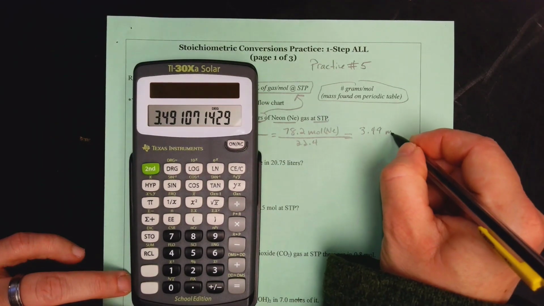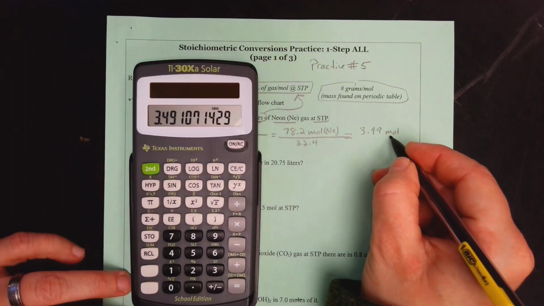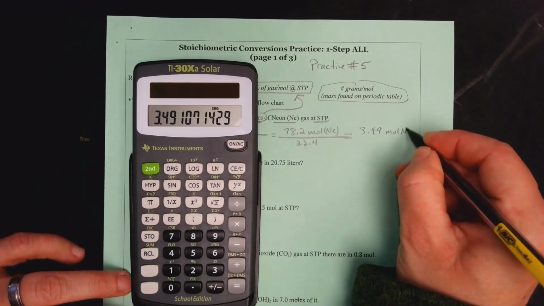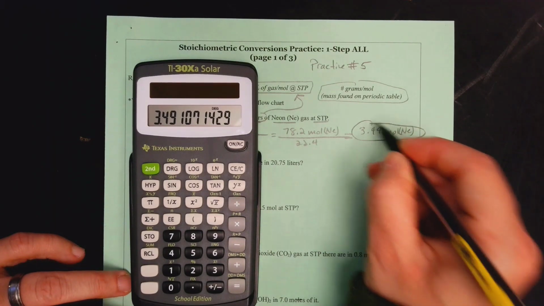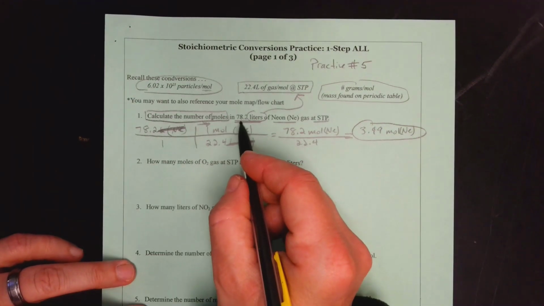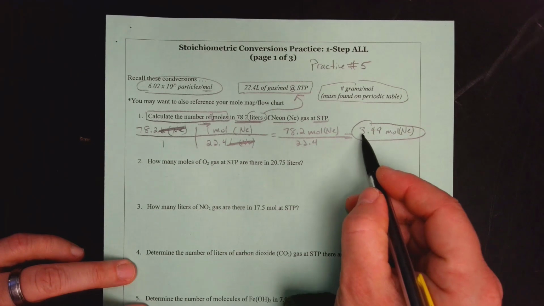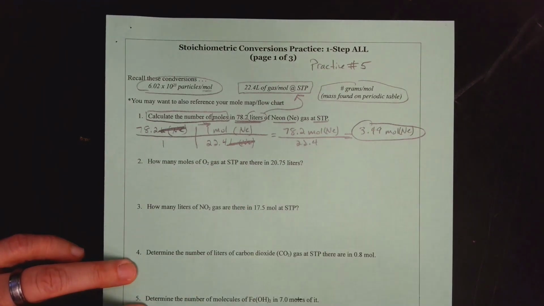3.49 moles. And again, you guys, if you want full credit on these problems, I'm going to get my unit and my substance, Ne, and that's what I'm going to end up circling. So my final answer, the number of moles in 78.2 liters of neon, is 3.49 moles of neon. Let's do the next one.